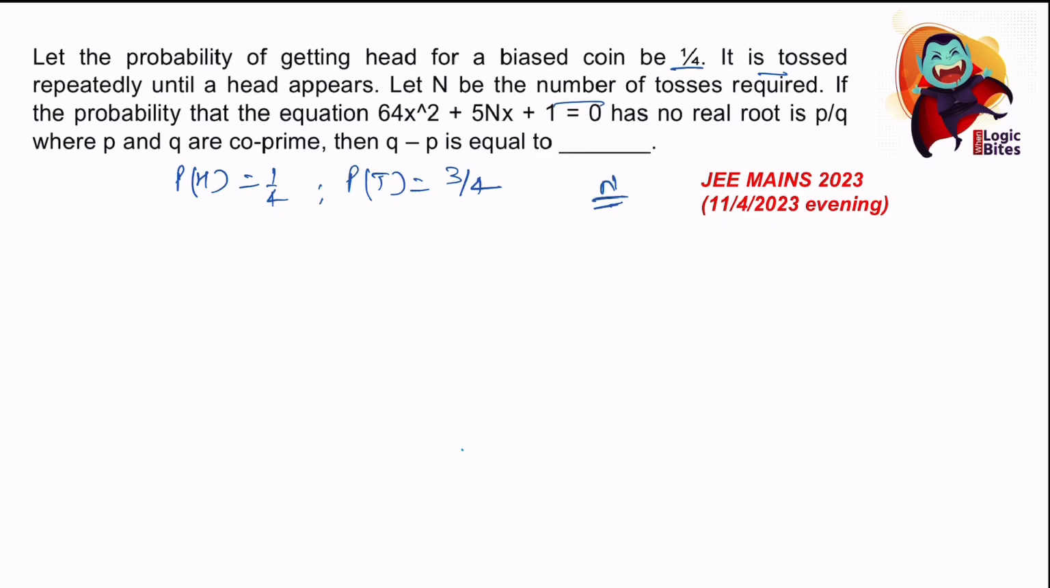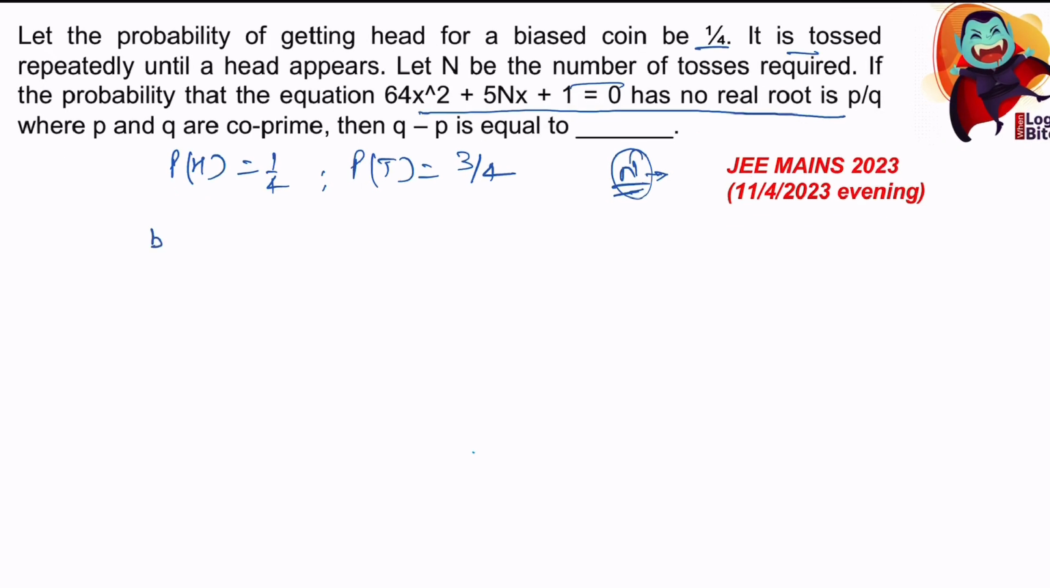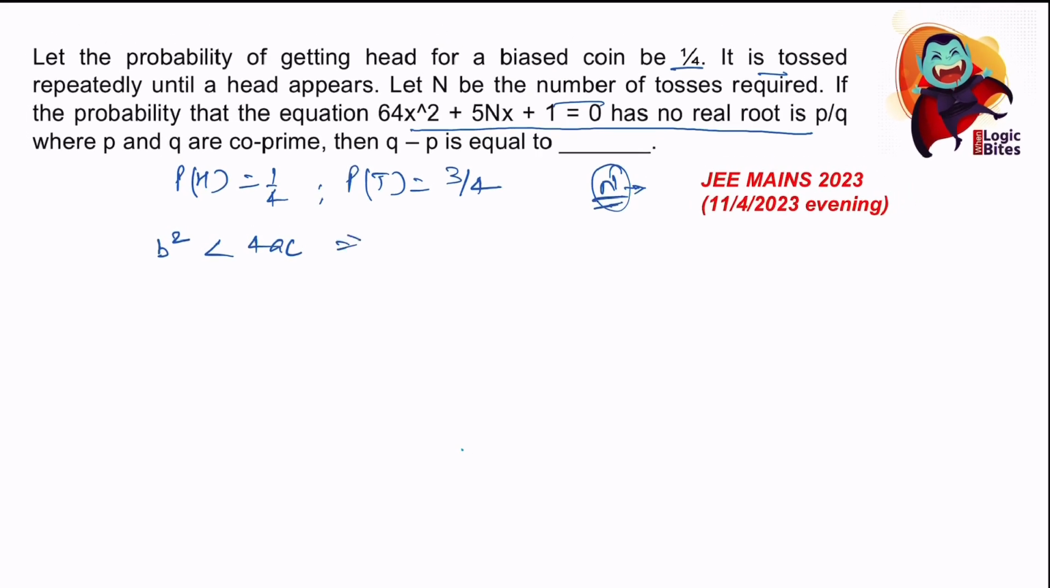Okay, so the total number of times it is tossed is n. This is till the time we get a head. If the probability that the equation has no real roots. So we know the equation will have no real roots when b square is less than 4ac. So in this case, what is our b? b is 5n. So 25n square is less than 4 times a and c. a is 64 and c is 1. So from this we can find our n.